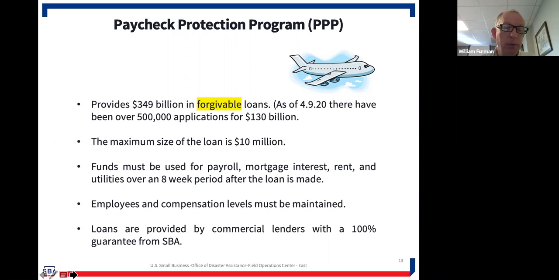Again, this is actually a type of 7A loan, and so commercial lenders are processing these for SBA. It does come with a 100% guarantee from SBA. That's the first time I've ever seen this as well. I've never seen a program where the government guaranteed a bank 100%. What that means is that the bank does not have any potential risk. If the loan were not to be repaid, SBA would make that lender whole.